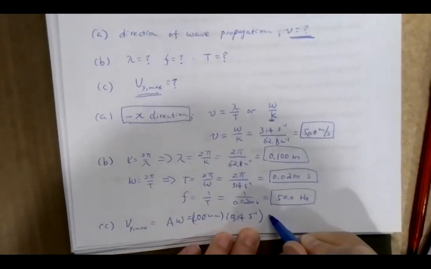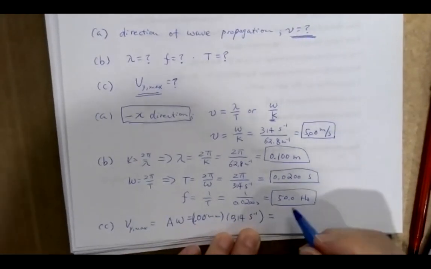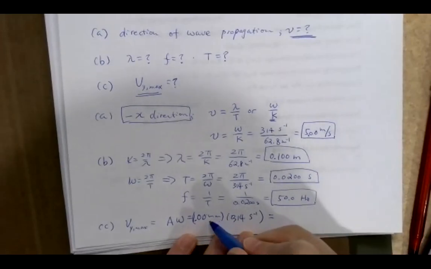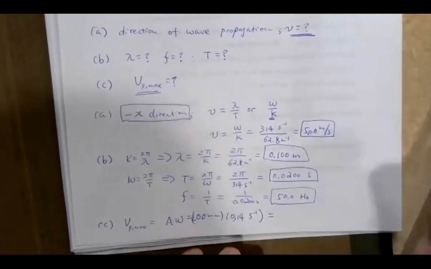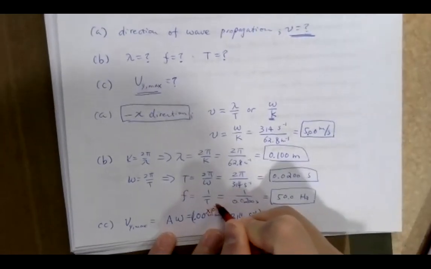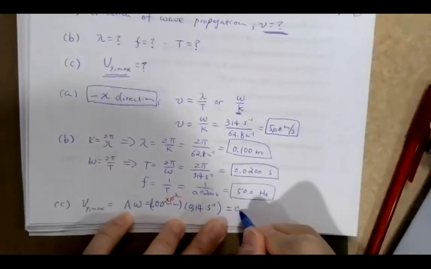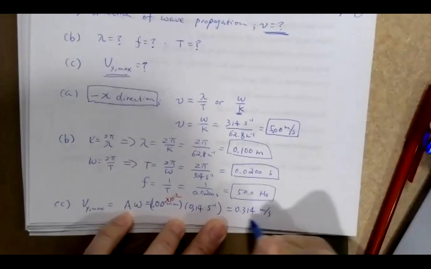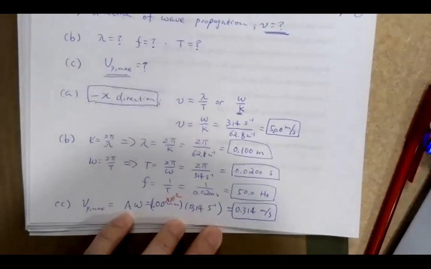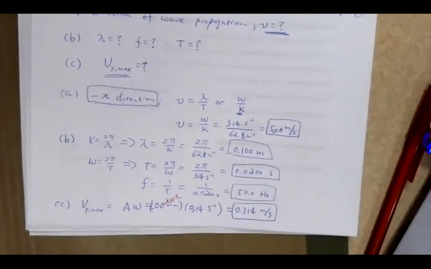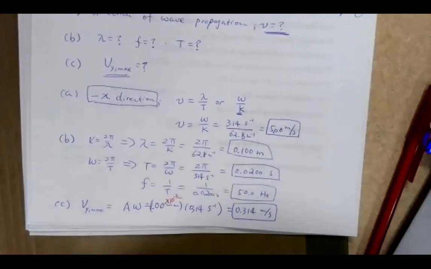Okay, so then you need to convert millimeter into meters, if you want to keep SI units, so times 10 to the minus 3 meters here. Then this would be 0.314 meters per second. Okay, if that's in meters per second. All right.